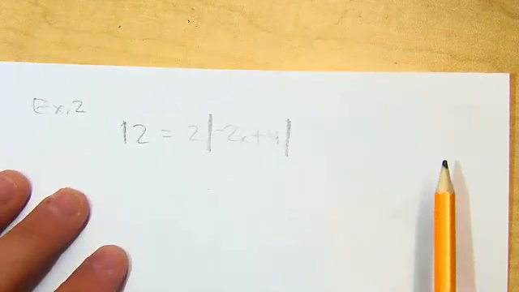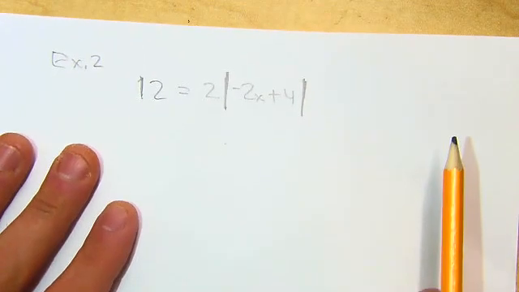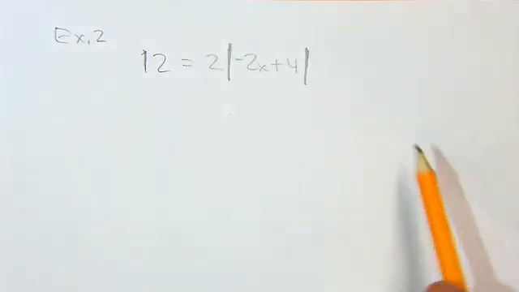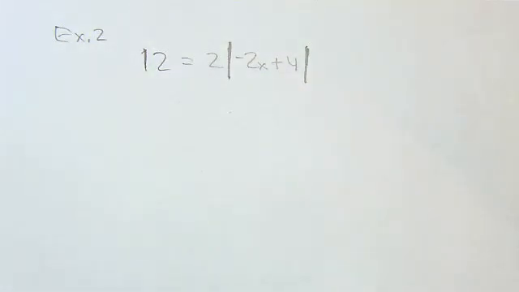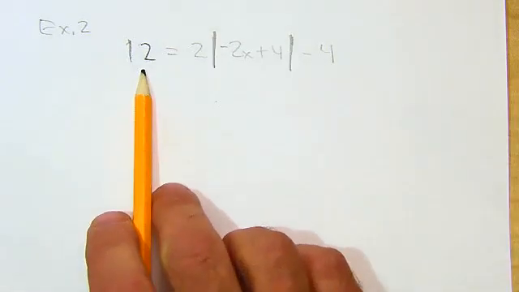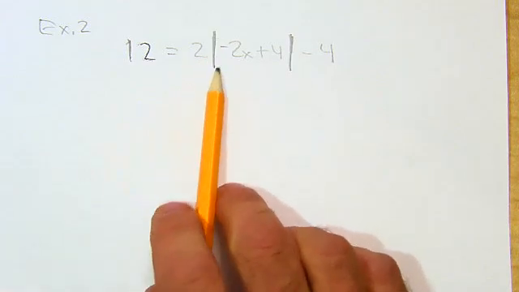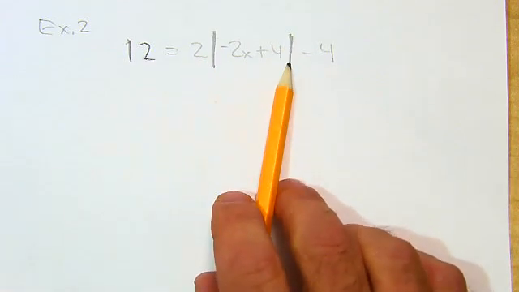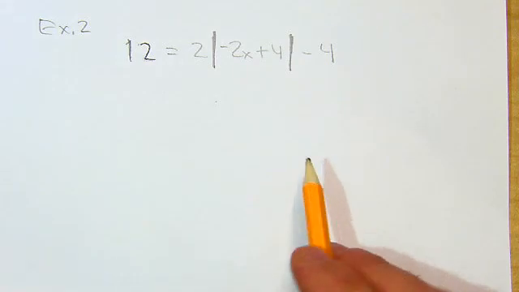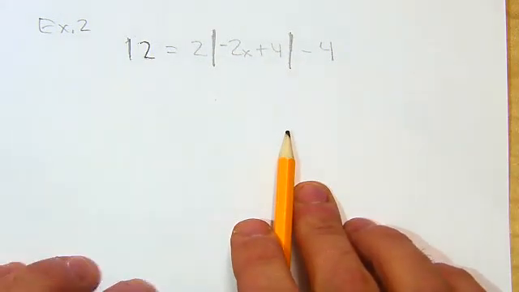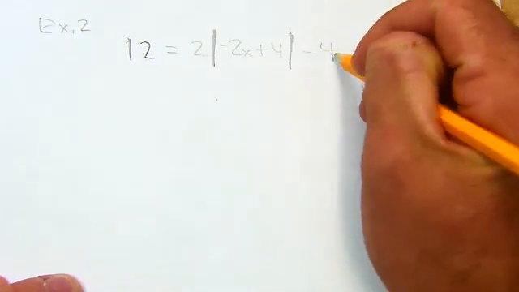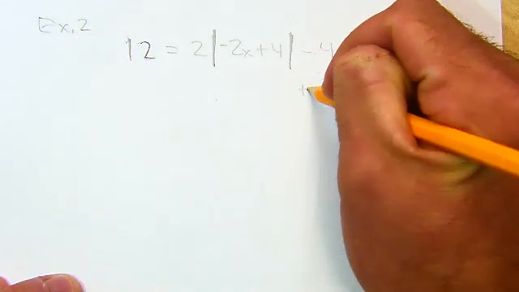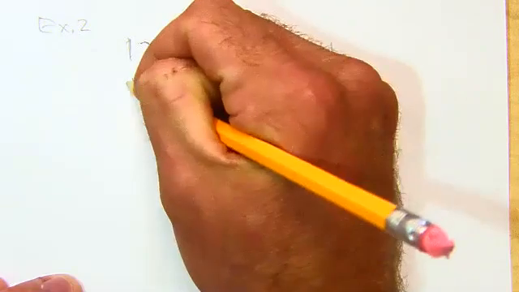Okay, one more, guys. Maybe a little more complicated. Not too much though. Something like this: 12 equals 2 times the absolute value of -2x plus 4, minus 4. Number 1, isolate the absolute value. That means get rid of the stuff that's on the outside. You got to take care of this -4 first. You always take care of the adding and subtracting first when you're solving.